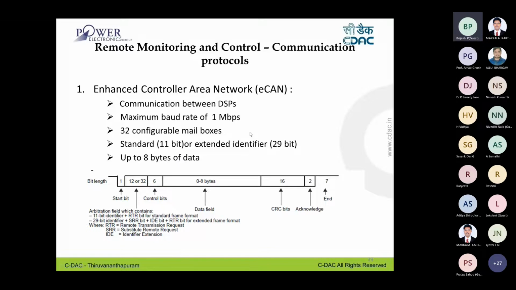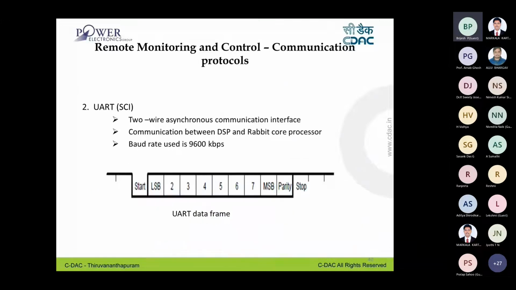This is the basic frame of a CAN protocol. Up to 8 bytes of data you can communicate within one frame. And obviously for the communication and remote monitoring interface, we are using the basic serial communication like UART.